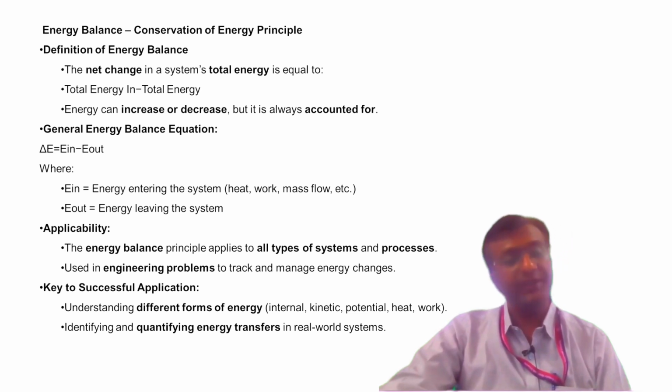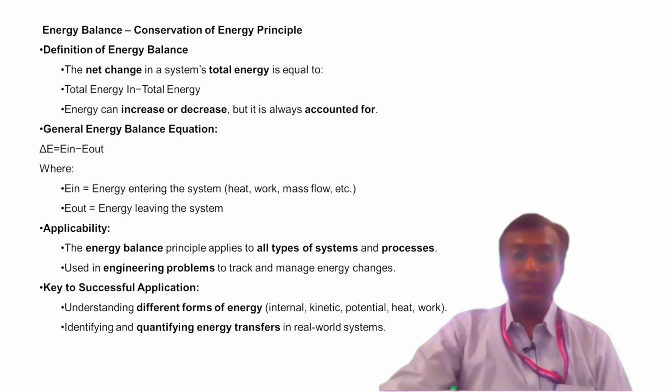Energy can increase or decrease within the system, but it is always accounted for by this principle, and it is fundamental to understanding and analyzing thermodynamic processes. Therefore, the general form is delta E is equal to E in minus E out. The energy entering the system can be heat, work, or mass transfer, and the energy leaving the system can also be heat, work, or mass.